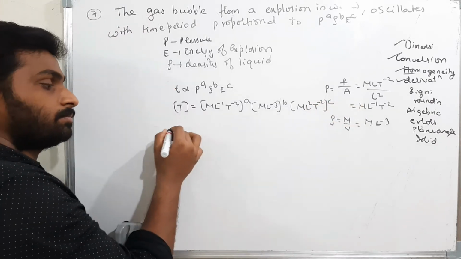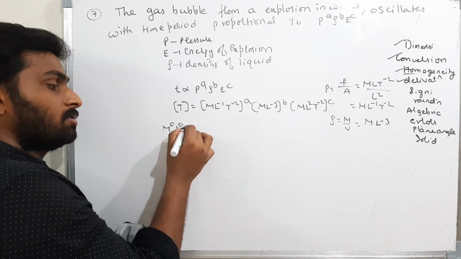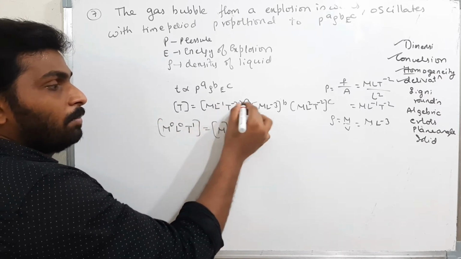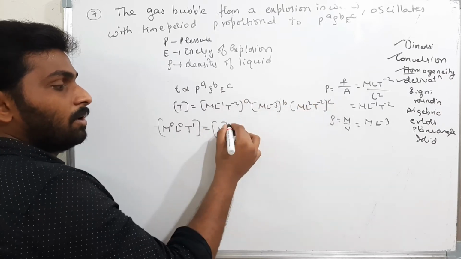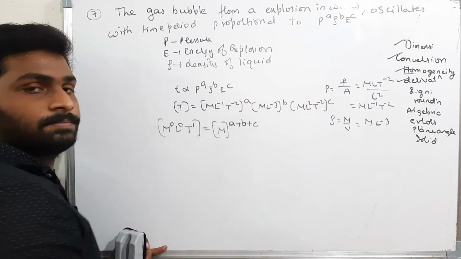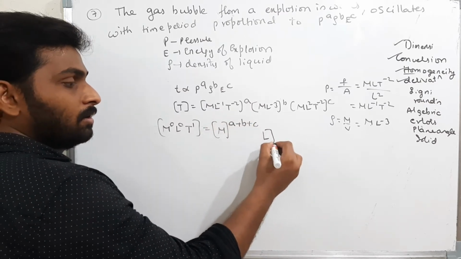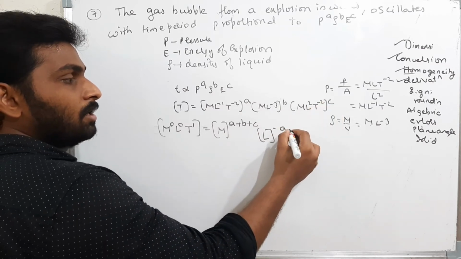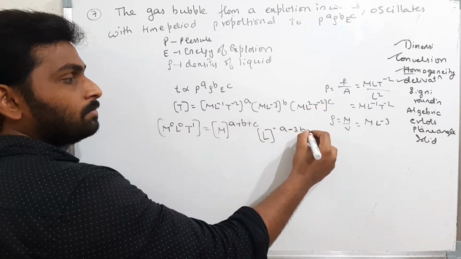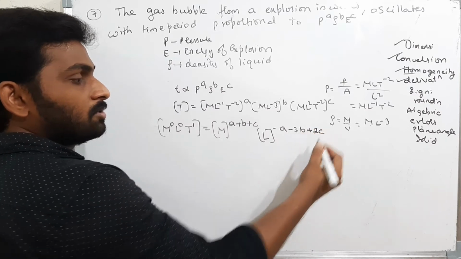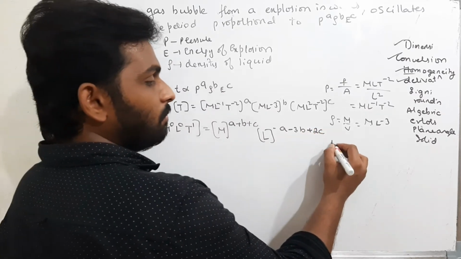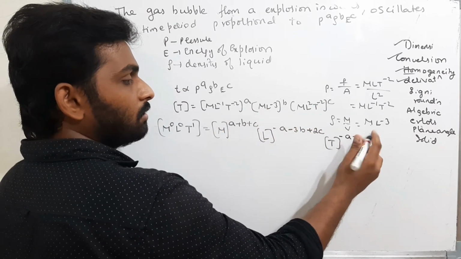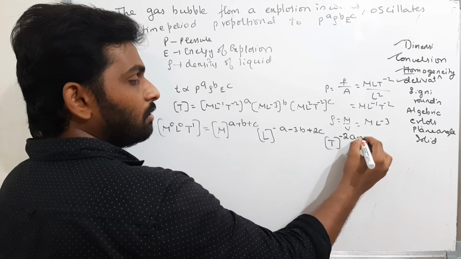Now take the common. M power 0, L power 0, T power 1 is equal to M power A, M power B, M power C. Therefore, M power A plus B plus C. Next one, I am taking L: minus A, minus 3B, plus 2C. Therefore, L power minus A, minus 3B plus 2C. Next one for time period: T power minus 2A, minus 2C.